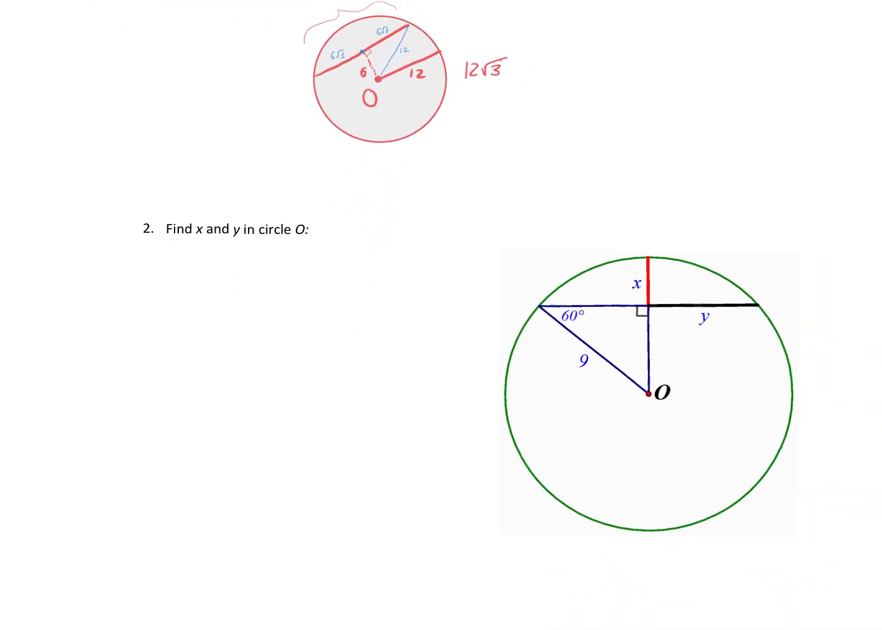All right. Find x and y in this circle. I will do that one in class. Let's just highlight that.